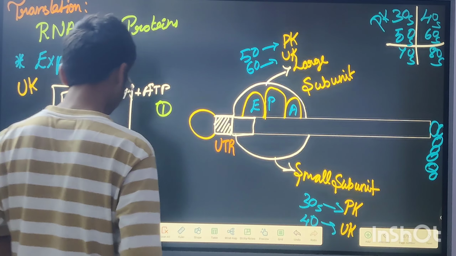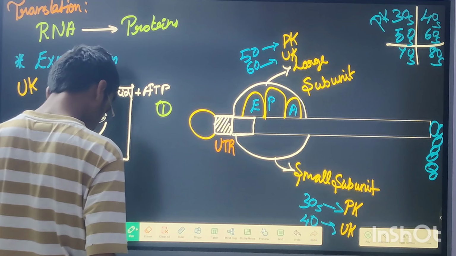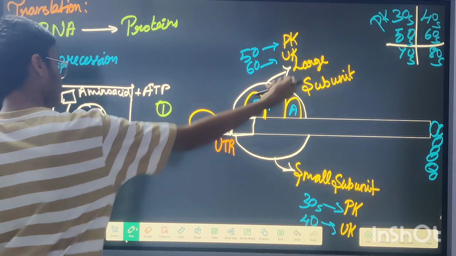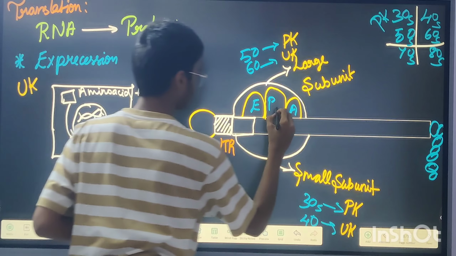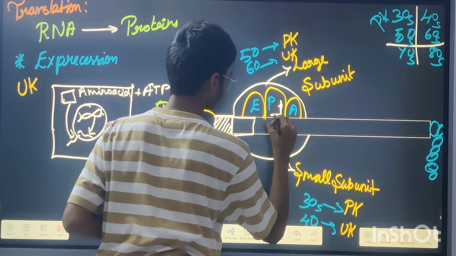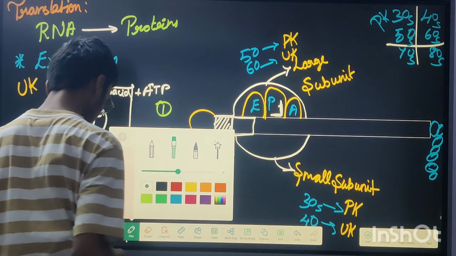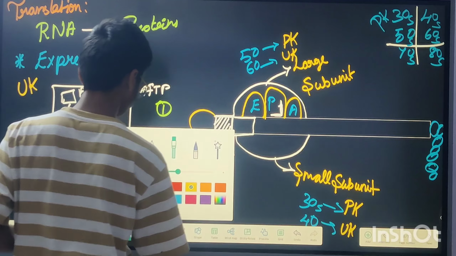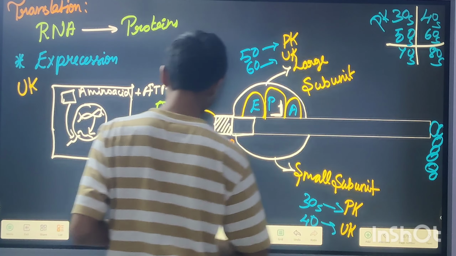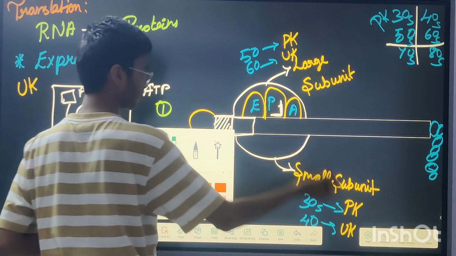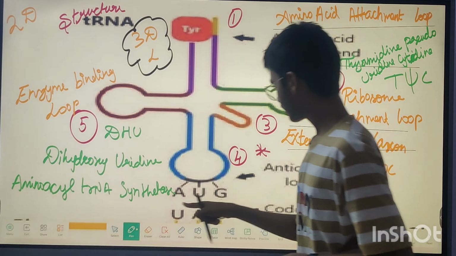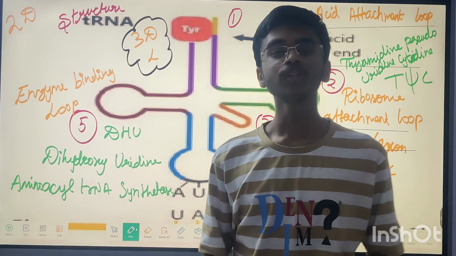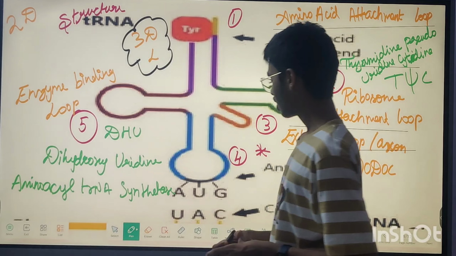Okay, in eukaryotes, in the very beginning, the first amino acid comes. That will be an L shape, 3D, and that will be UAC. This one will be having the UAC anticodon. See, I said UAG is here, but UAC is what I'm going to talk about.